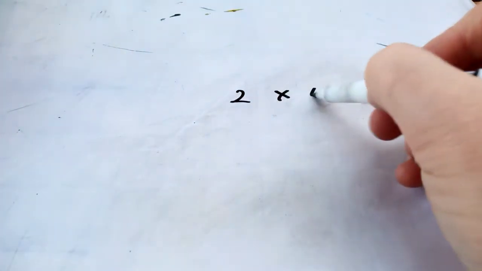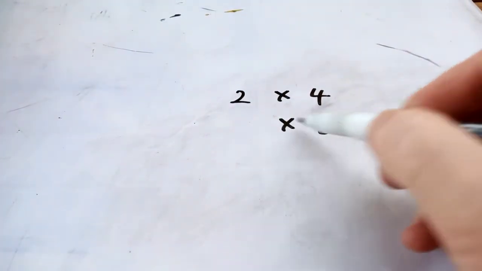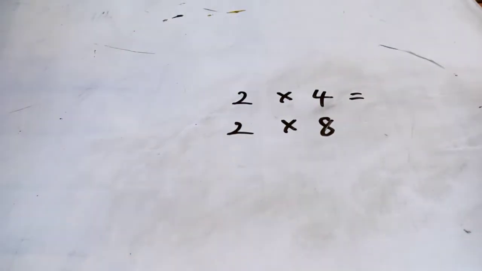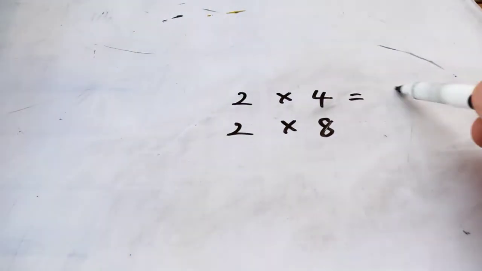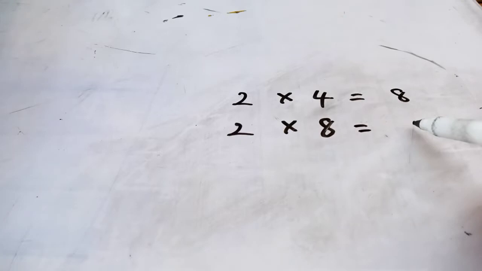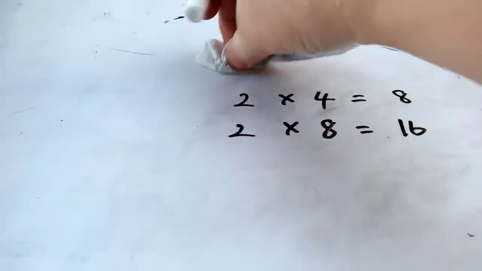Let's do some big maths. Today I'm revising the 4s and the 8s side by side, just to get used to them. 2 times 4 is, shout it out. Well done, it's 8. 2 times 8 is 16. Well done, let's clean them off.